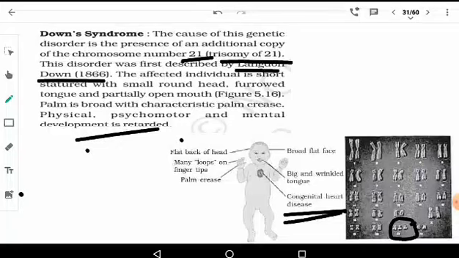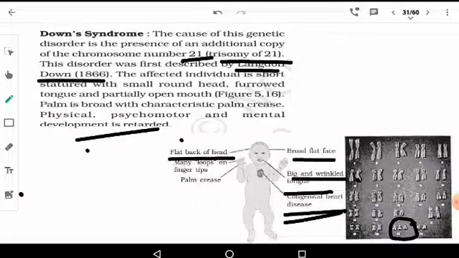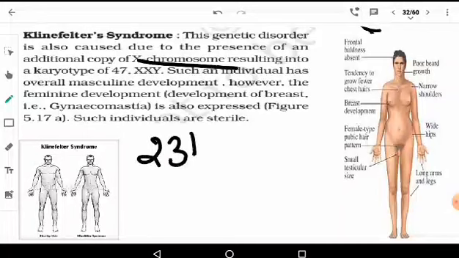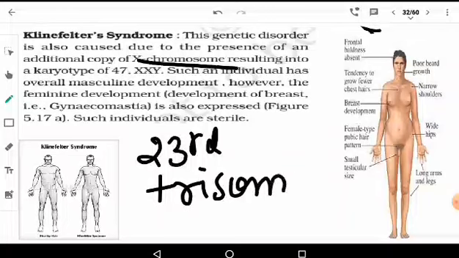Congenital heart disease, big and wrinkled tongue, broad flat face, flat back of the head. These are also characteristics of Down syndrome. Now let's come to Klinefelter syndrome. Klinefelter syndrome is due to the presence of an additional copy of X chromosome. So the 23rd trisomy, we can say. 23rd trisomy can result in Klinefelter syndrome.